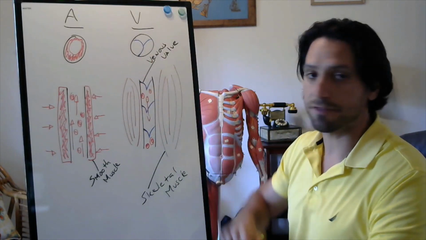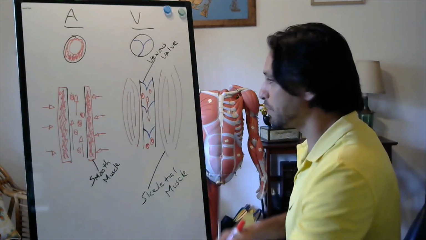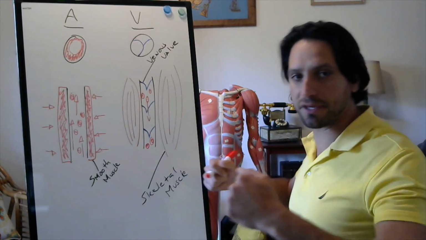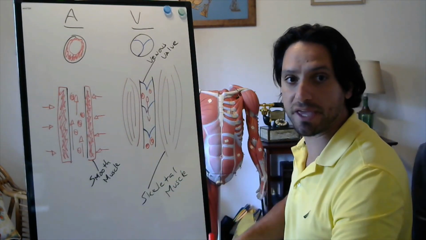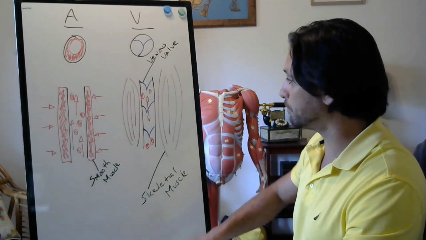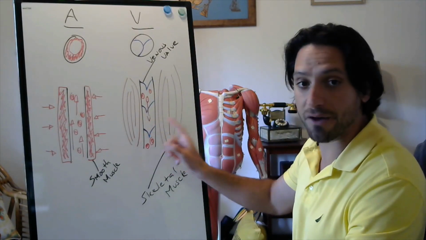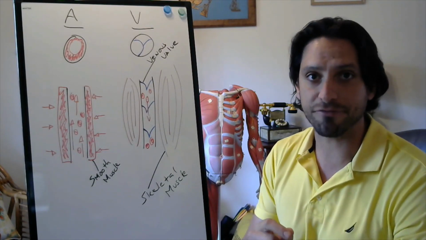Okay, so the way veins help to maintain pressure in the system is twofold. One, the venous valve, and two, skeletal muscle. So as we move and walk around and do things, skeletal muscle contracts and presses up against the venous valve and helps blood flow. The way these valves work is they help to prevent backflow.